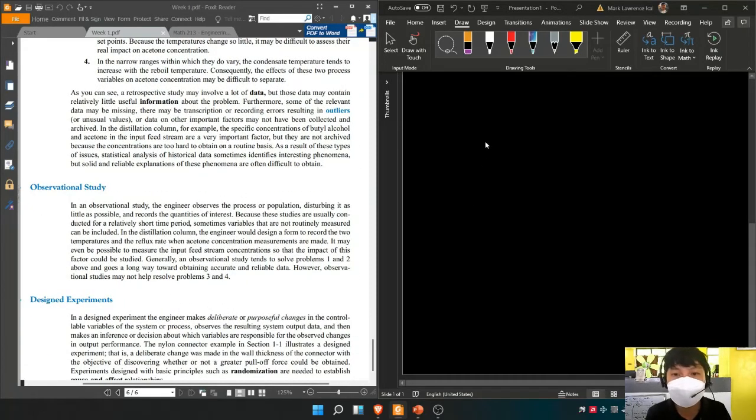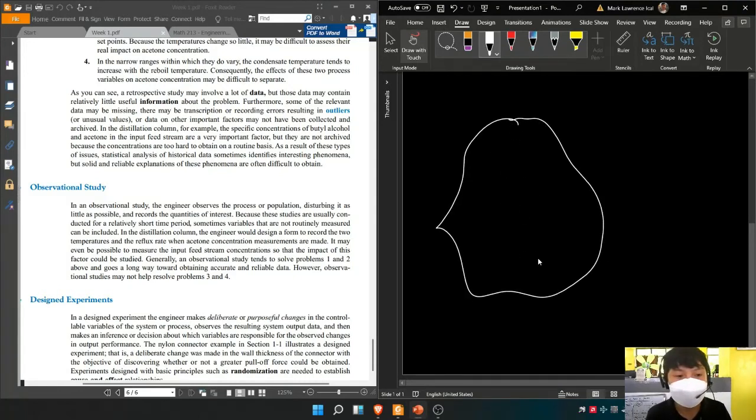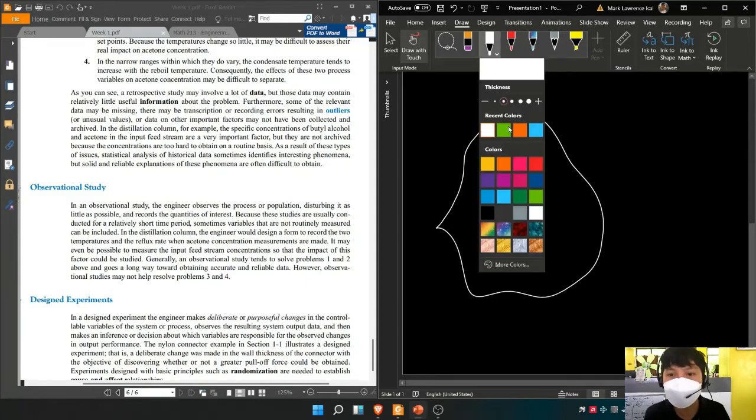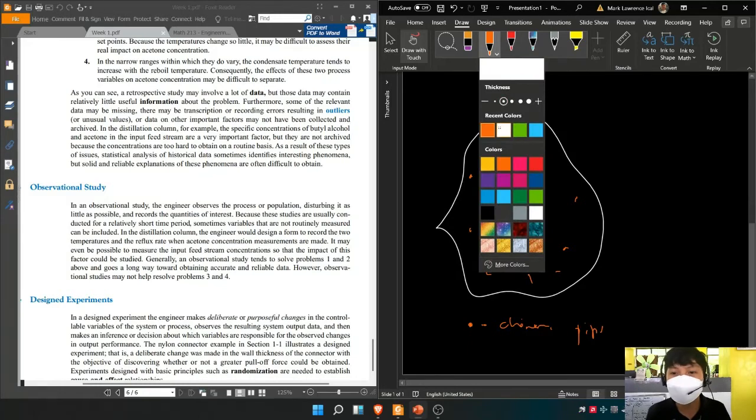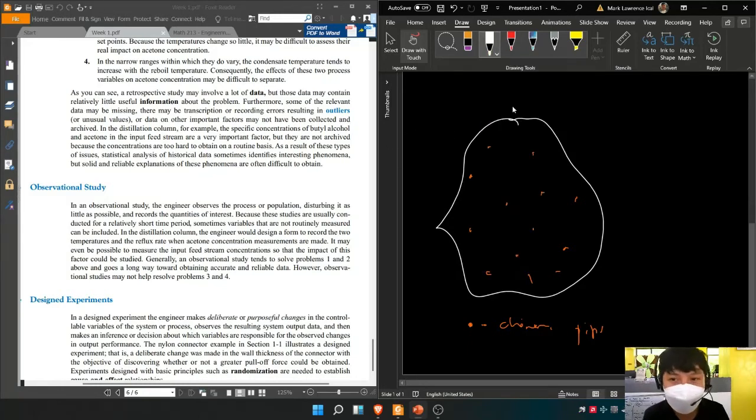So observational data, on the other hand, is, let's say this is your population. Observational data. So let's say this is your population and you have some Chinese people. And these are pure Chinese people. So observational study, Chinese peeps. Okay. And then let's say you're going to play the role of the god.